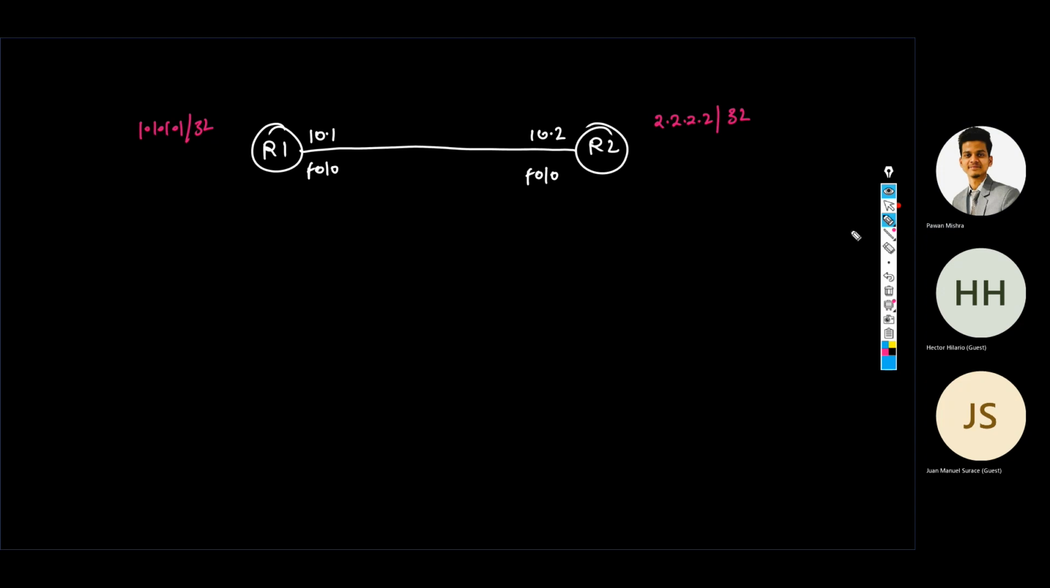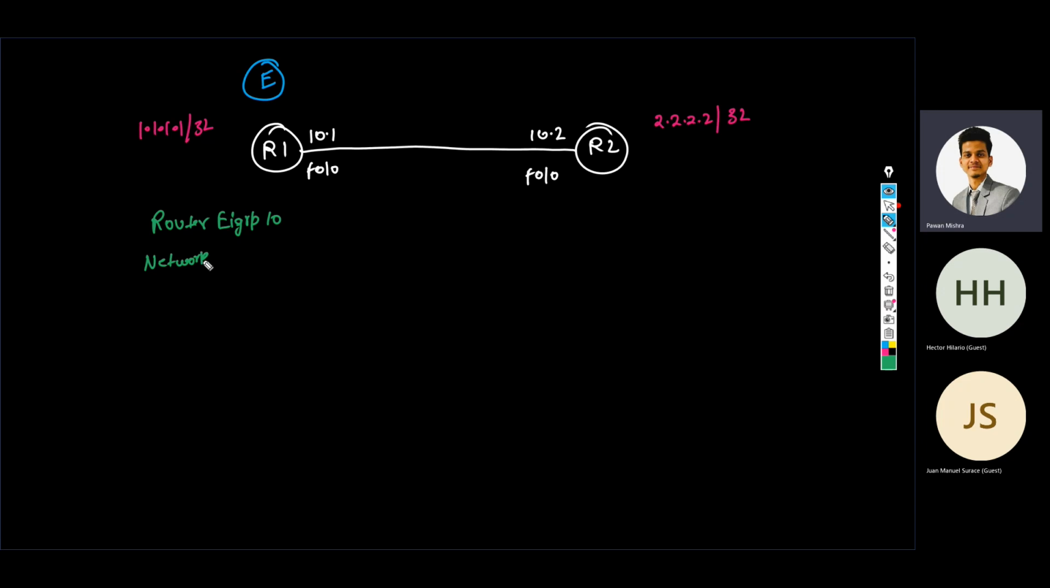Okay, R1 has 10.1, R2 has this, right? Now what is happening? Let's say on R1 I enable EIGRP. So what is the command? The command is router EIGRP 10. Okay, and then which command are we using? The network command: network 192.168.10.0.